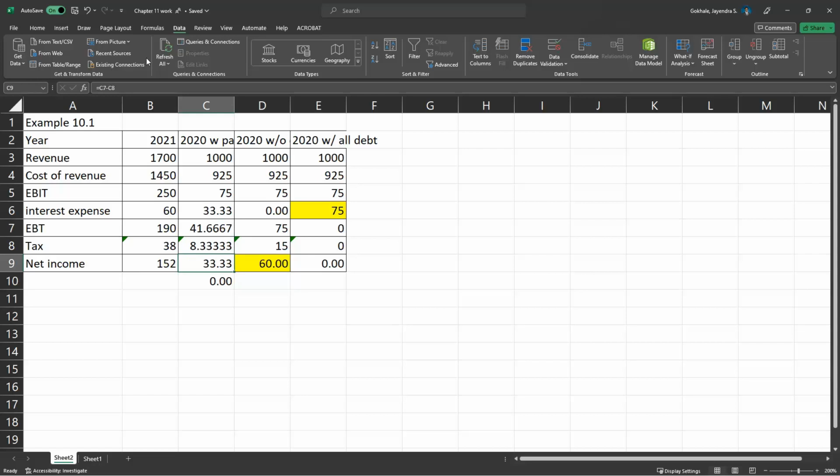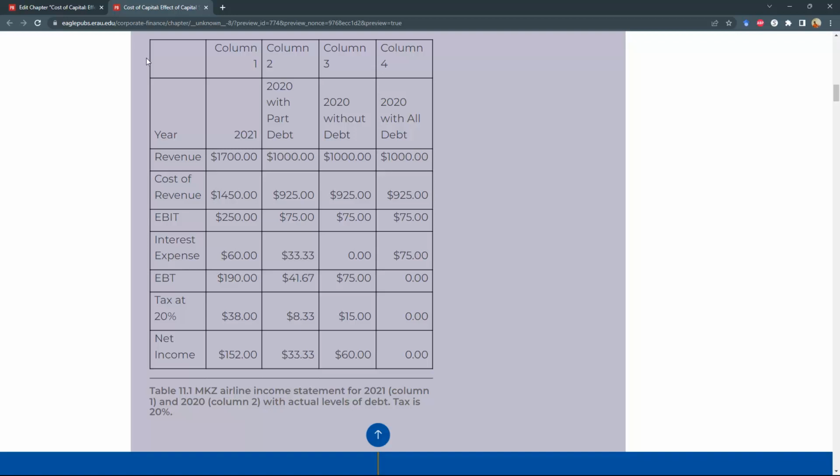Again, that's the illustration that the tax savings accrue to bondholders, not stockholders. And that is example 11.1.